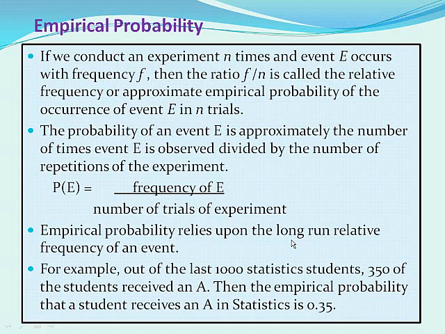Empirical probability. If we conduct an experiment n times and event E occurs with a frequency f, then the ratio f over n is called the relative frequency or approximate empirical probability of the event E.